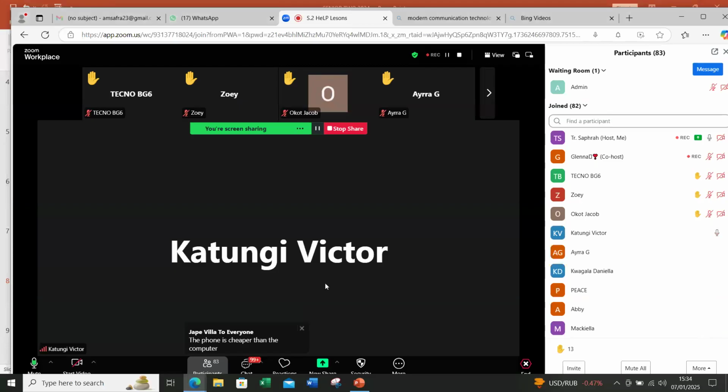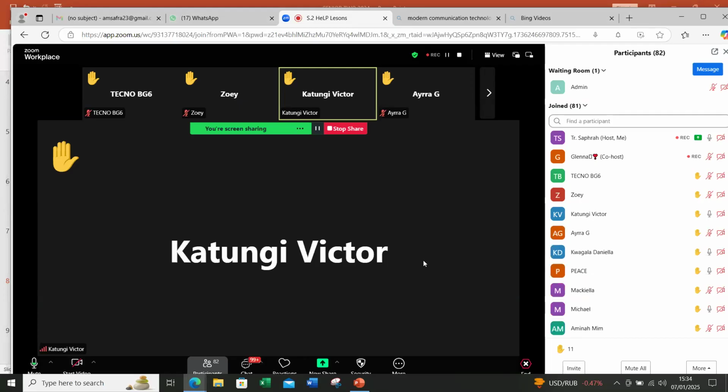Let me see. I like it. Jep has said the phone is cheaper than the computer. Very good. Depending, of course, on which type, but we are learning how to compare items. Very good. Someone is using Techno here. Techno BG6, please unmute.